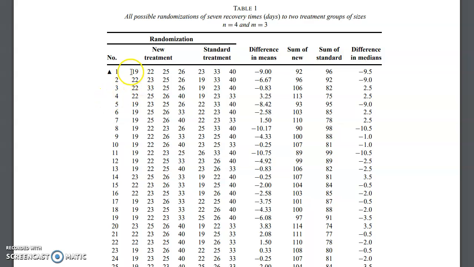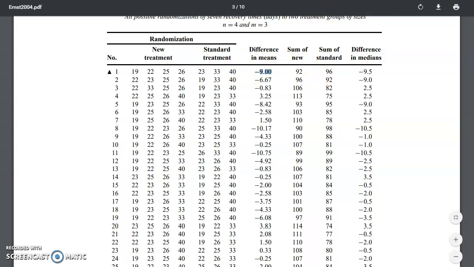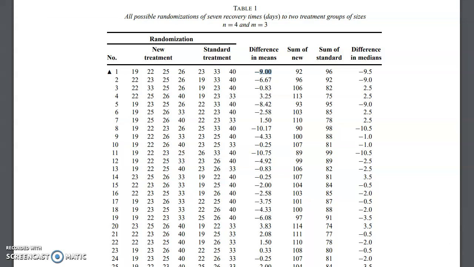This is our actual values, right? So we had a new treatment. These 4 readings are the recovery times of the patients using that new treatment. These are the 3 recovery times of the patients using the standard treatment, and this is the difference in means. And so our question is, what is the significance of this new treatment? Is the difference that we're seeing statistically significant?